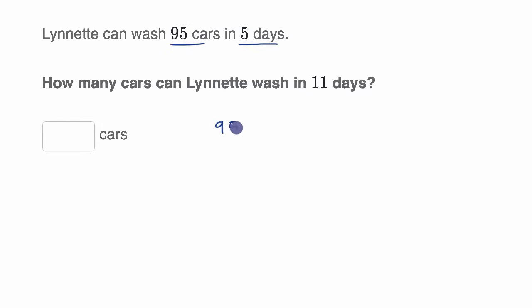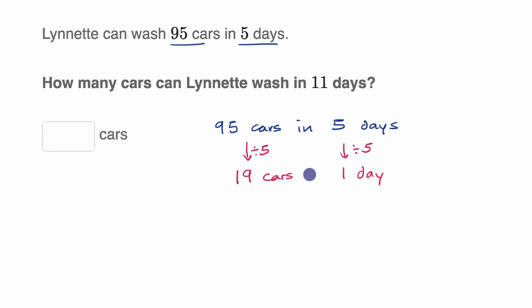So there's 95 cars in 5 days. And so instead of 5, if we were to say 1 day, well, to go from 5 days to 1 day, we divide by 5. So the number of cars she can do in 1 day, that would be that divided by 5. In either case, we would divide by 5. And what's 95 divided by 5? You might recognize that, well, look, 5 times 20 is equal to 100. So 5 times 19 is 95. So you might recognize that's 19 cars in 1 day.